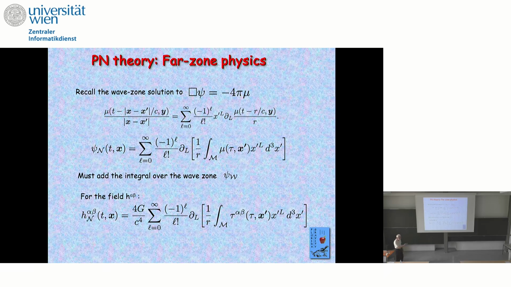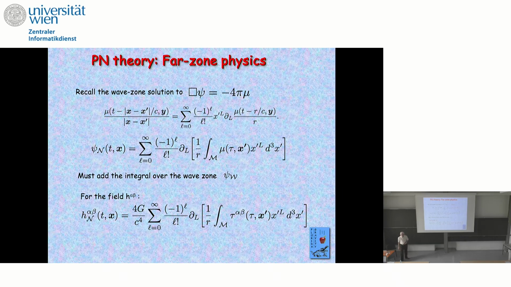So now bring back the indices, and now we're talking about our fields h alpha beta, from which we're going to get the metric ultimately. Then we get a similar kind of expression: the overall factor, derivatives, multipole moments of now the tensor source of the gravitational waves, but evaluated at a fixed retarded time t minus r.